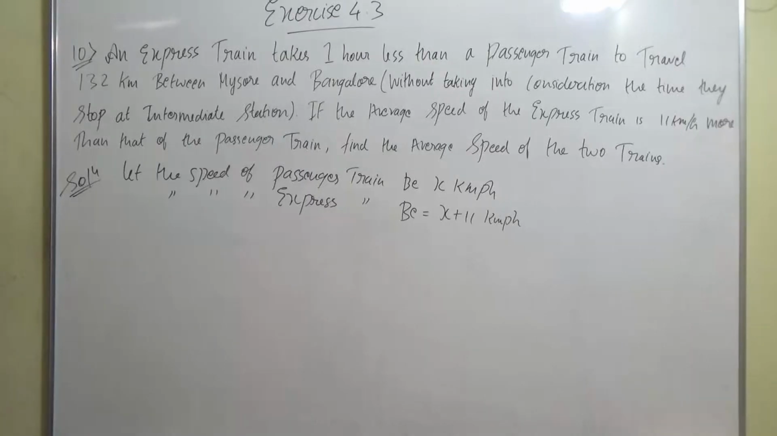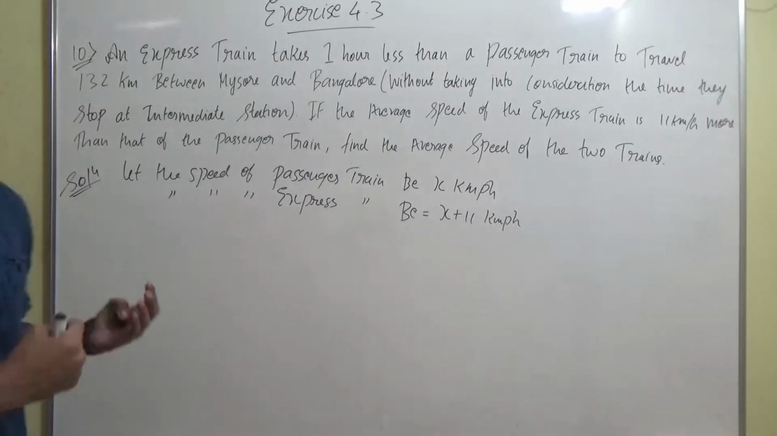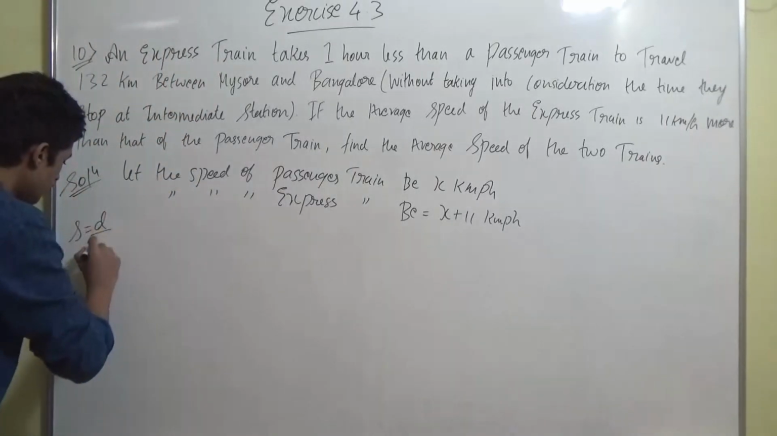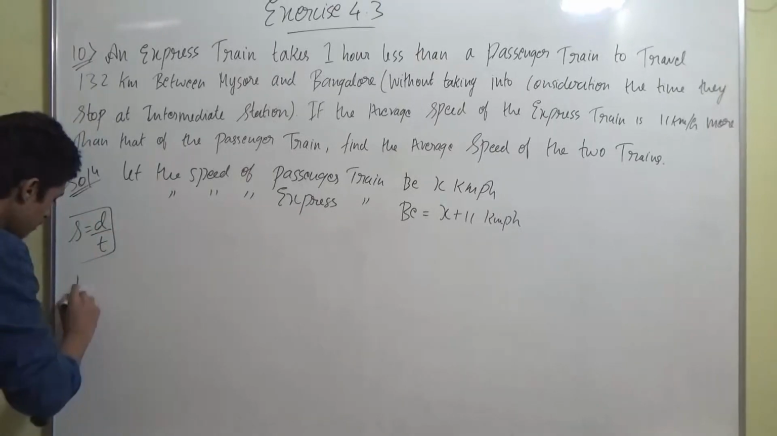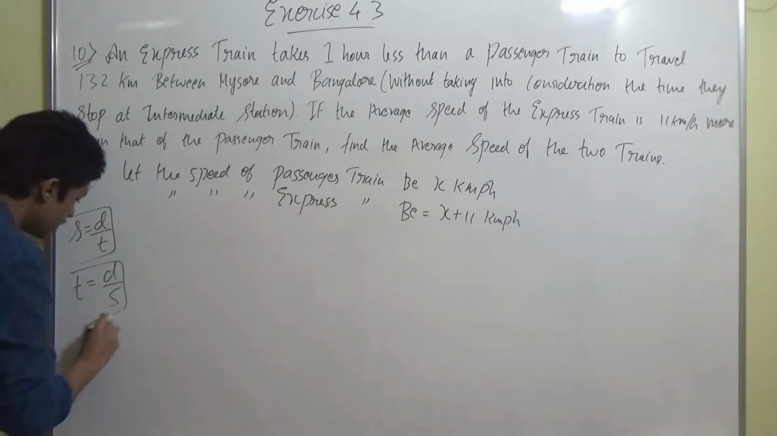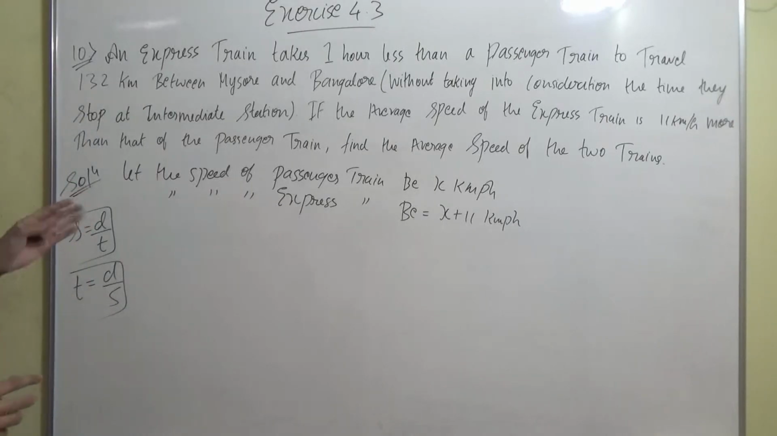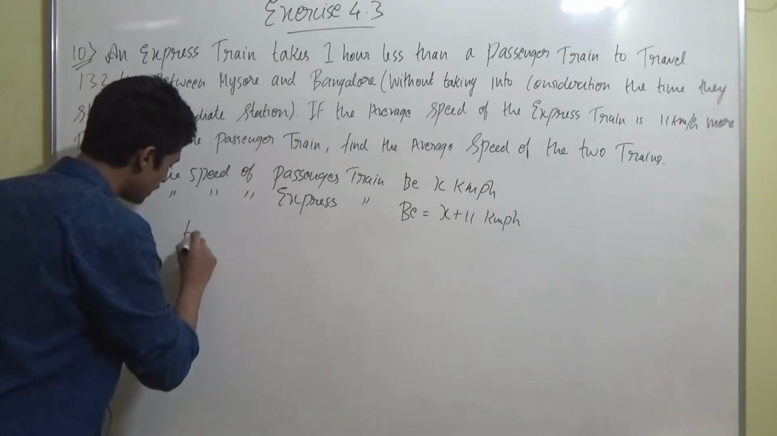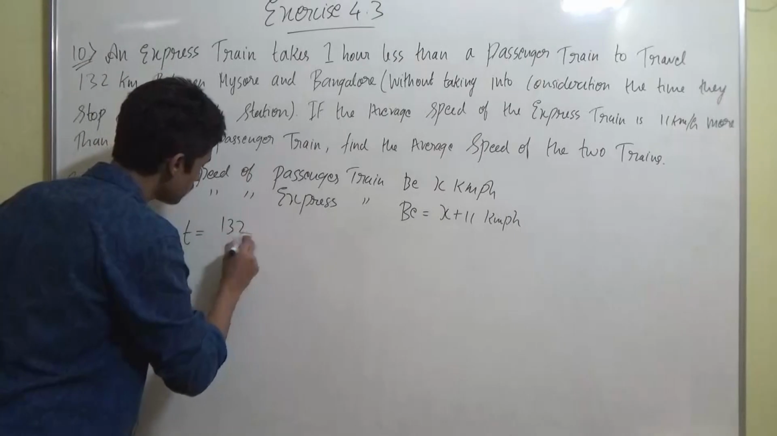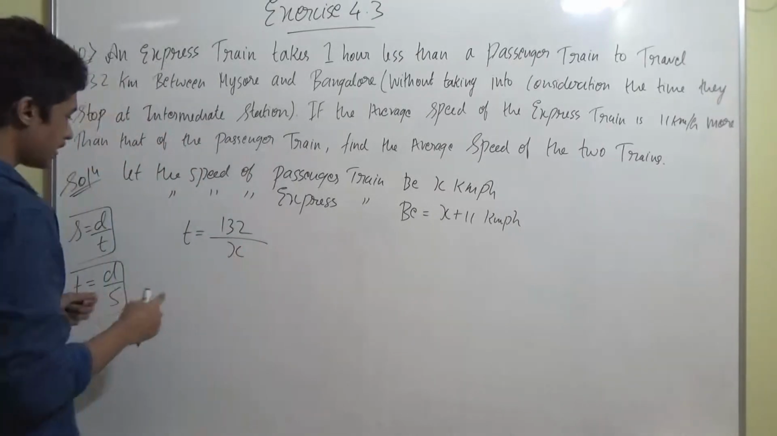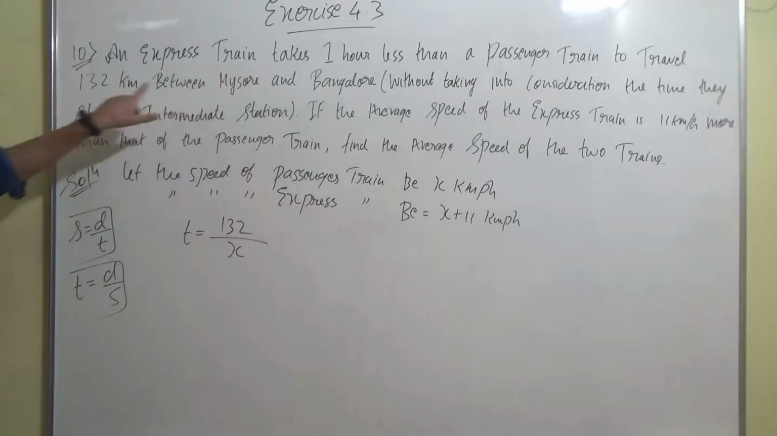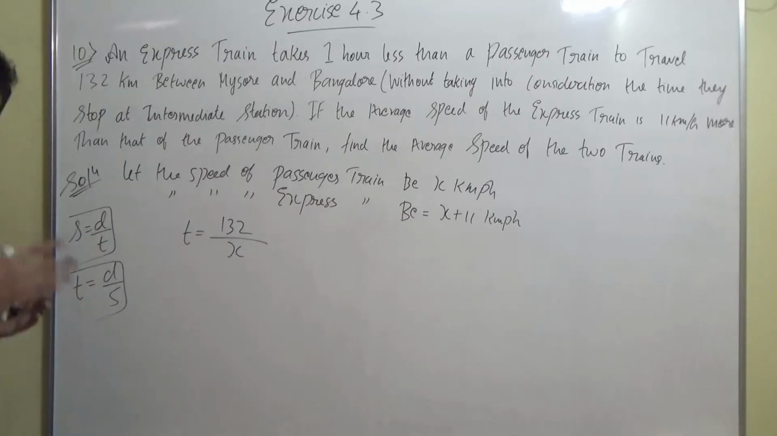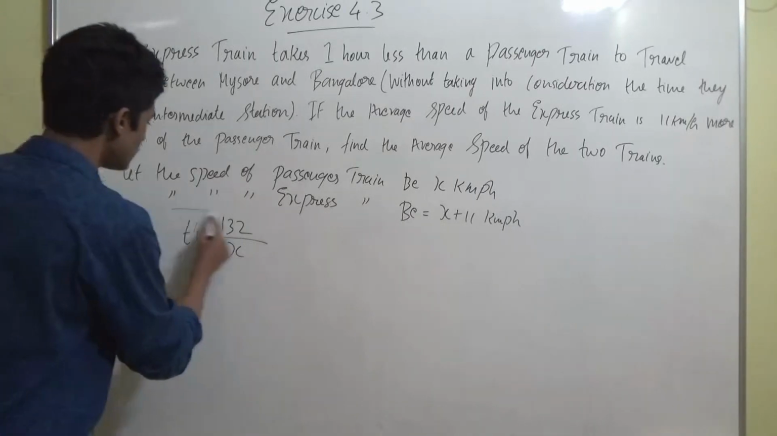Now one more formula which we have to use is, whenever questions like speed, time and distance come, we always have to use this formula. Speed equals distance by time, which means time will be equal to distance by speed. This is what we'll be using, guys. For the passenger train, let's write the expression. For passenger train, let it take time t to travel 132 kilometers at x speed per hour. Getting it? Time equals distance by speed. The distance is 132 kilometers and the speed at which the passenger train travels is x kilometer per hour, right? So this will be the first formula.